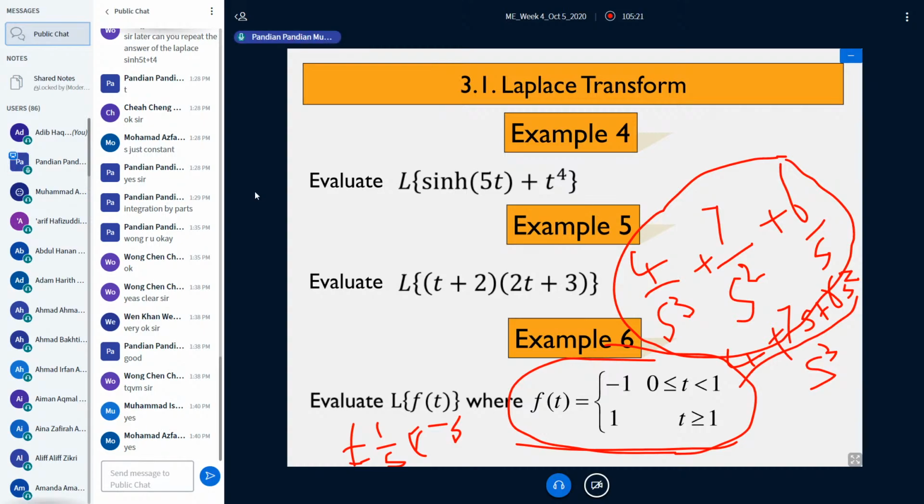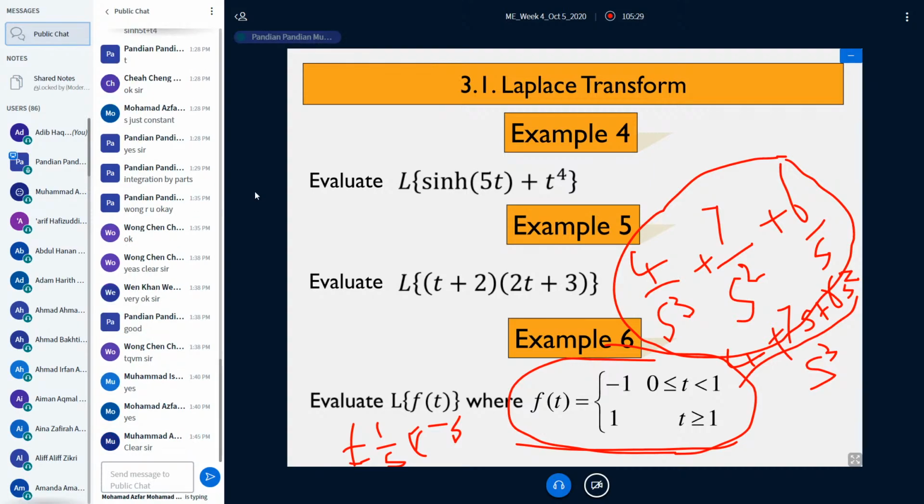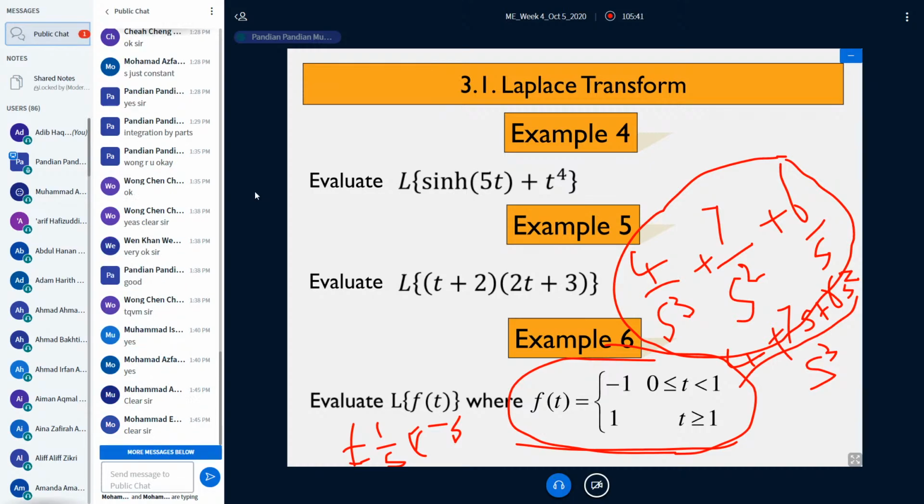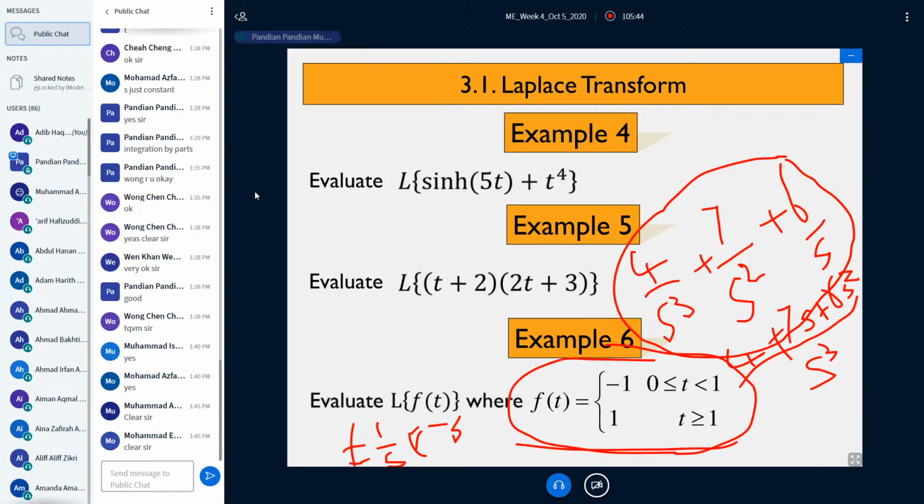Any questions, class? This is the last slide for today. Very good, Muhammad Amir. Muhammad Asfa, okay, good. Muhammad Iskandar, okay. Can you get the answer 1 over s e power minus s?